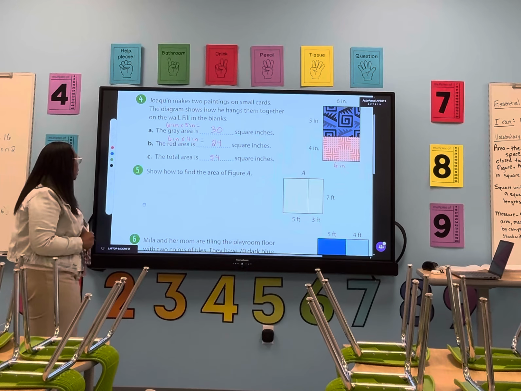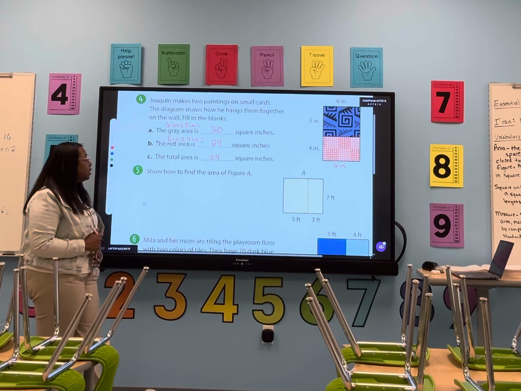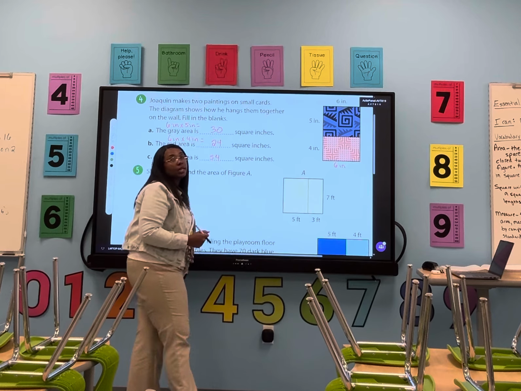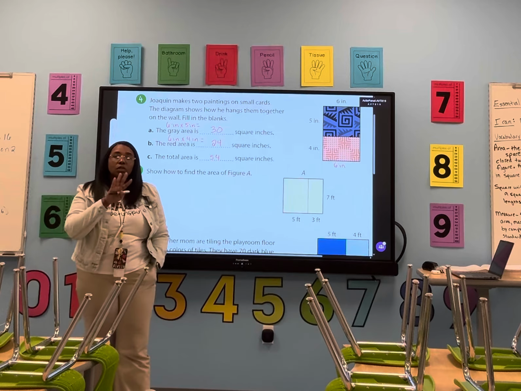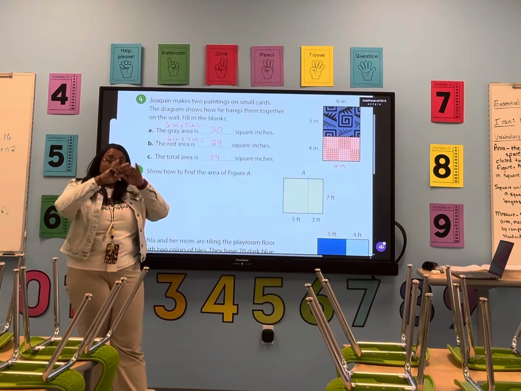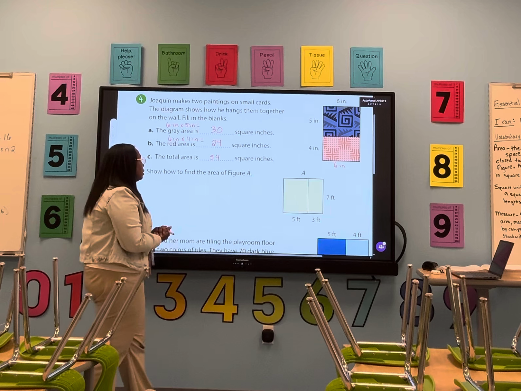So number 5 says, show how to find the area of figure A. So this is figure A, but figure A has been broken up into 2 smaller rectangles. So we're gonna figure out the area of the 2 smaller ones, and then we're gonna add them back together to get the total area. So let's go ahead and do that.